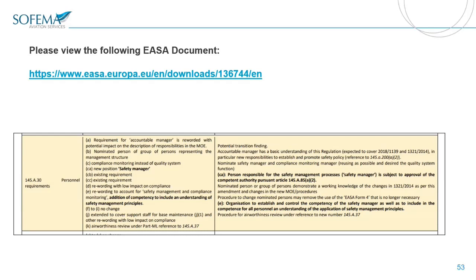So for that reason, EASA is looking more and more to the organisation to determine and develop its own set of criteria, if you like.